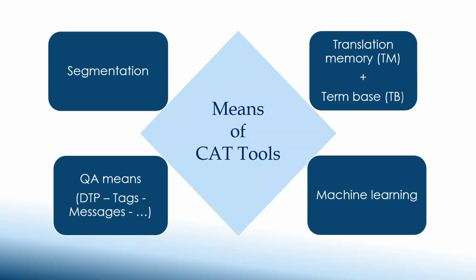Number two, translation memory, TM, and term base, TB. These are the primary resources that help us inside the CAT tools. Each of them is a file that works as a database to store and search for later. Quality assurance means: examples are on the screen and will be handled and explained later in this lecture.